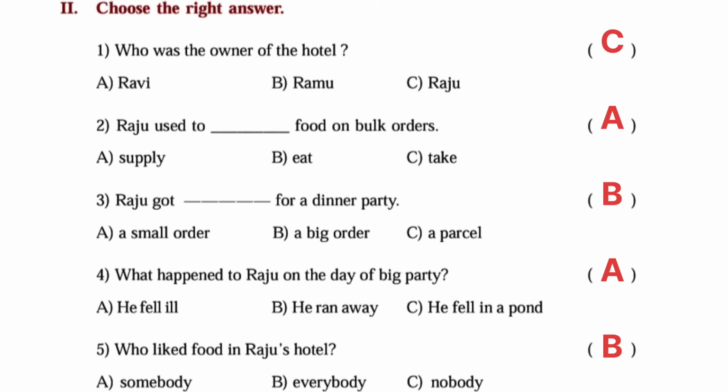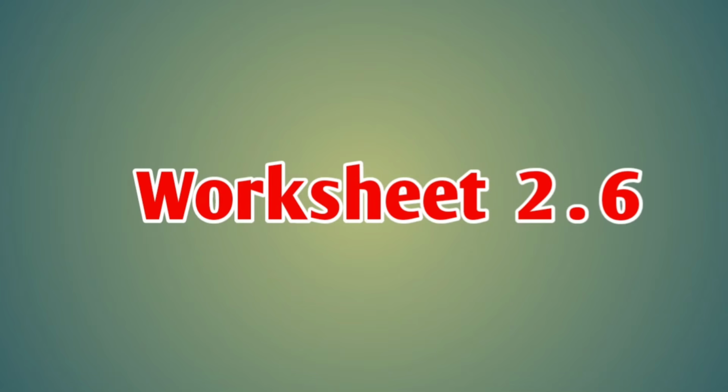First question. Who was the owner of the hotel? Answer, Raju. C. Second one. Raju used to dash food on bulk orders. Answer A. That is supply. Third one. Raju got dash for dinner party. A big order. Like this you have to write.